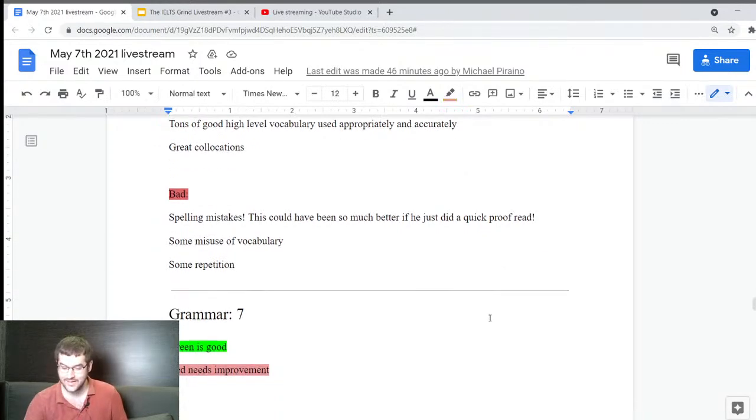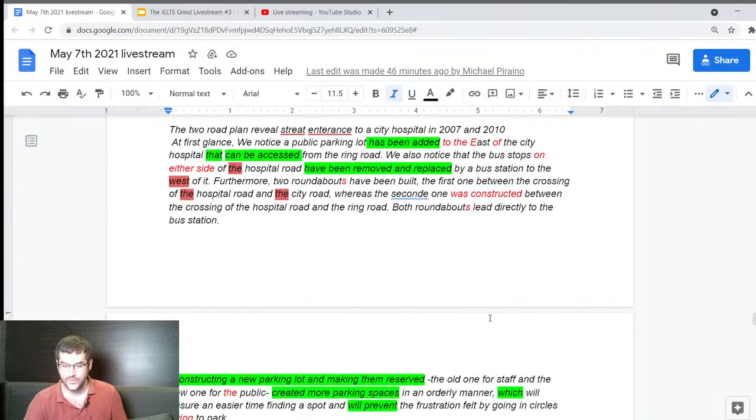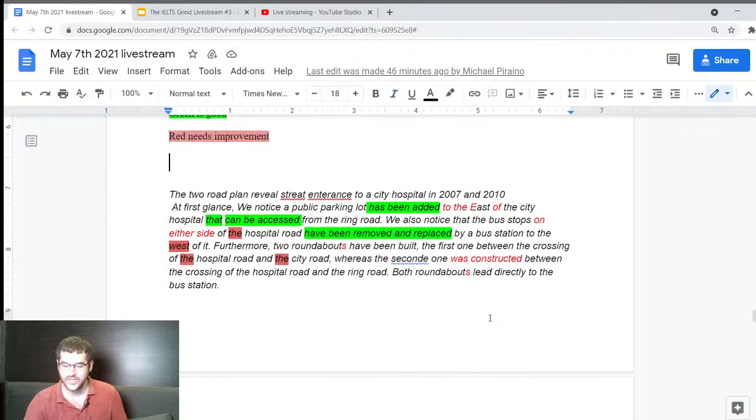All right, finally, grammar. Now, I did something a little bit different here. Green are stuff that I like. Red is stuff that can be improved, and when it was easy to fix, I fixed it myself so that you guys could see what should have been changed. I highlighted the mistakes that he could probably figure out on his own.